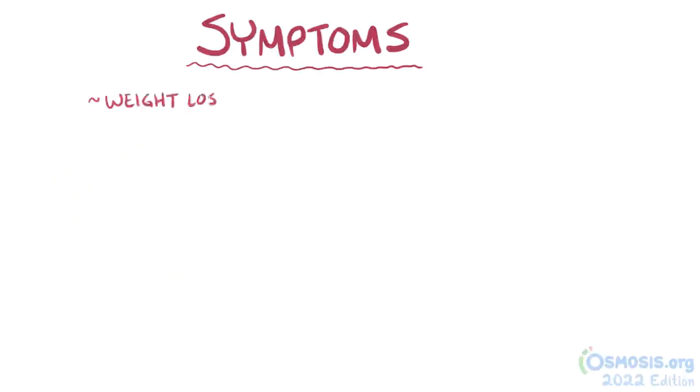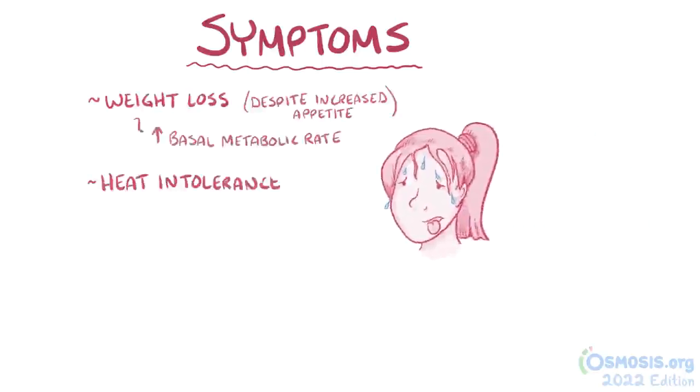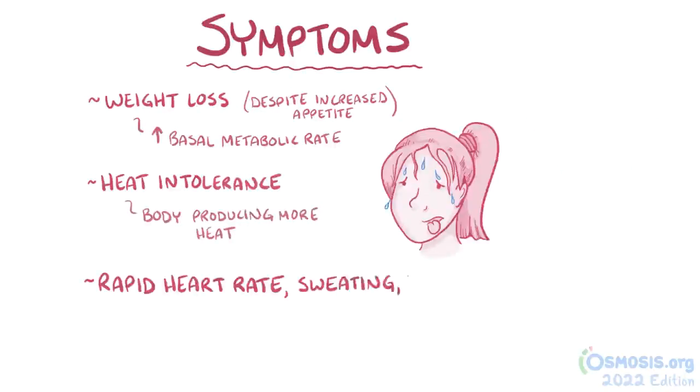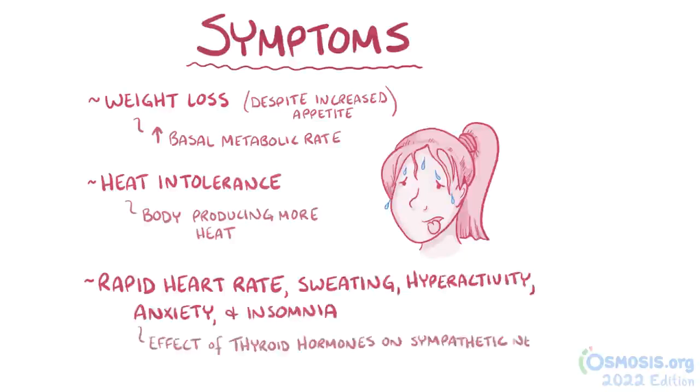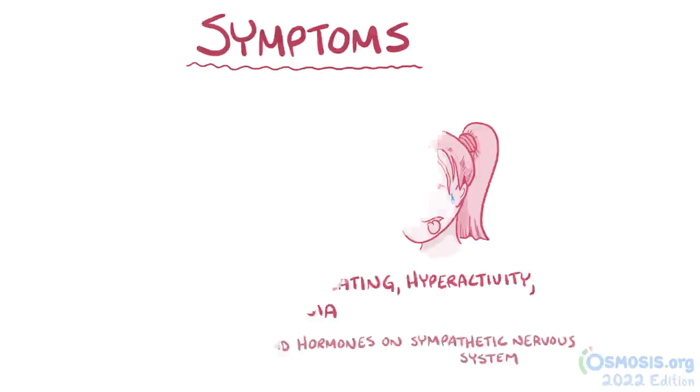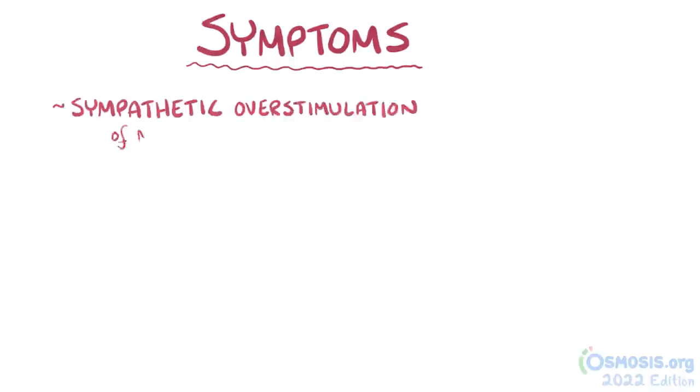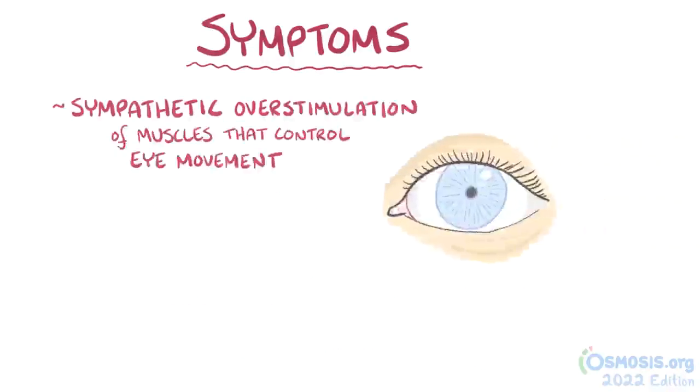Hyperthyroidism causes weight loss despite an increase in appetite because of the higher basal metabolic rate, as well as heat intolerance because the body's producing more heat, and rapid heart rate, sweating, hyperactivity, anxiety, and insomnia because of the effect of thyroid hormones on the sympathetic nervous system. Sympathetic overstimulation of muscles that control eye movements also makes the eyes appear more open than normal, so you see more of the white of the eyes.